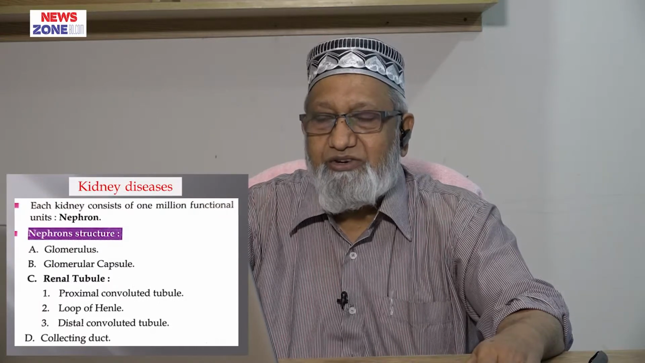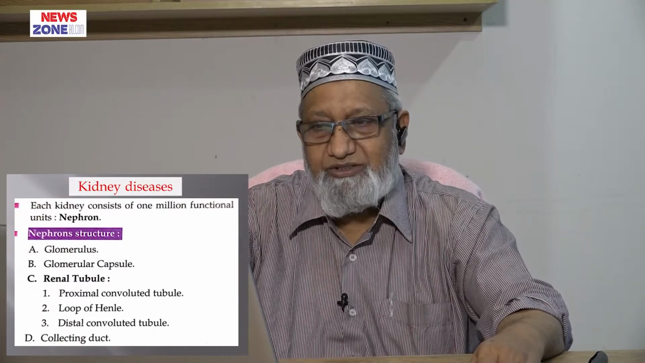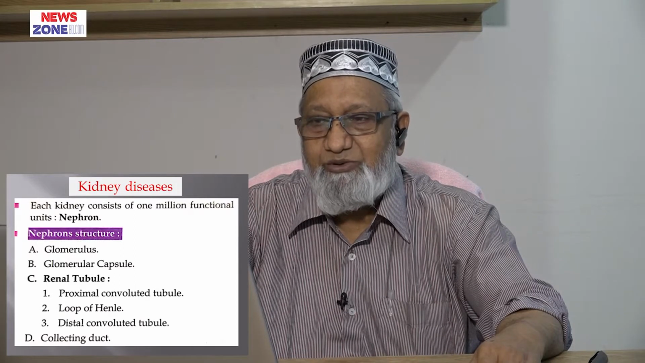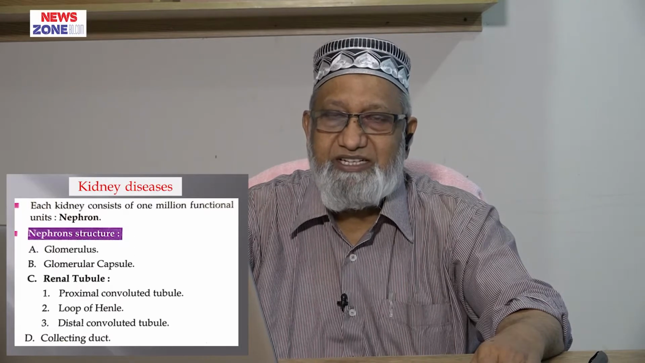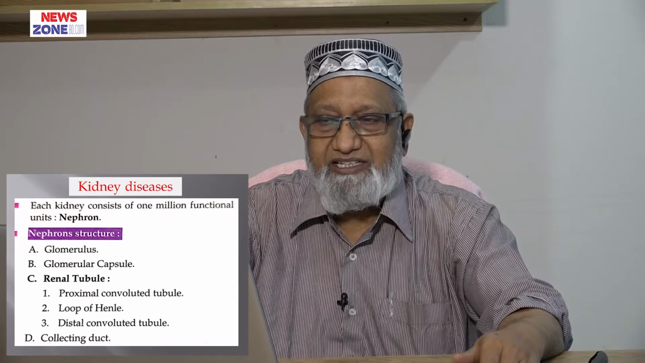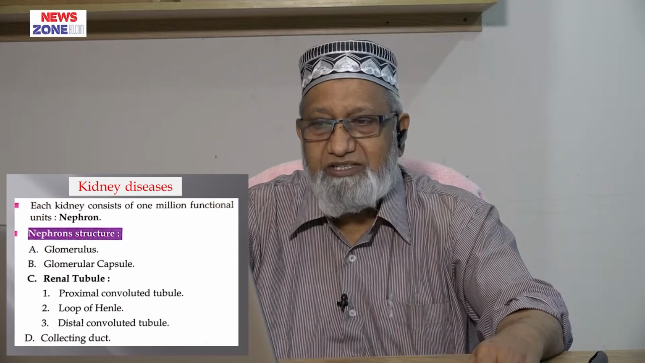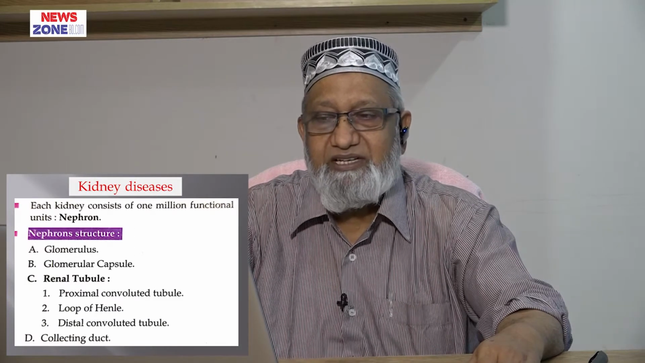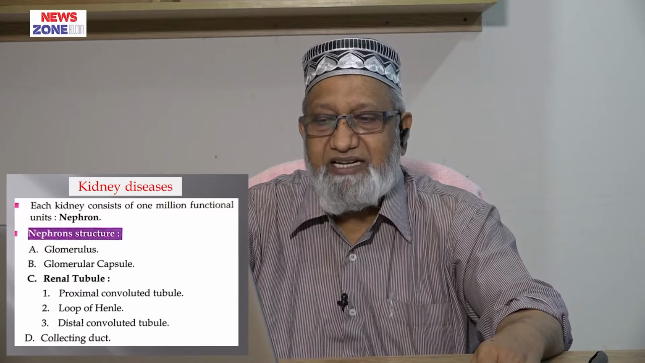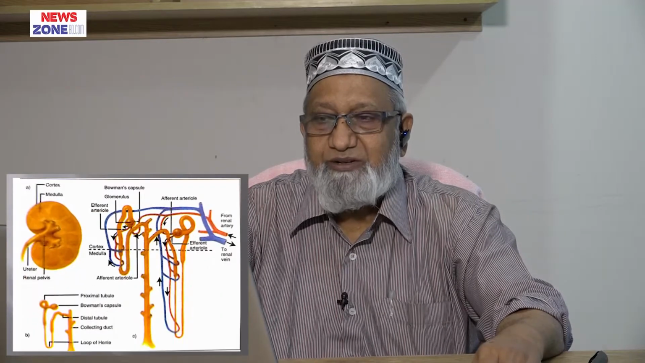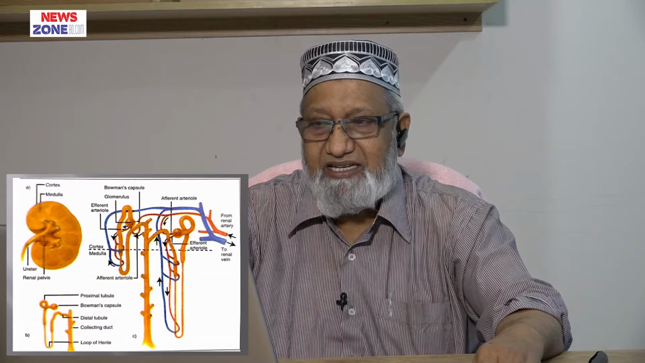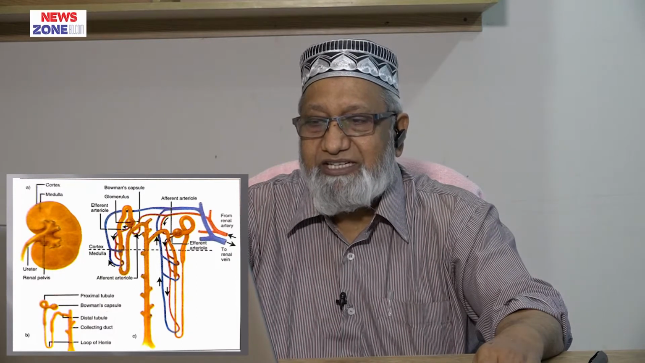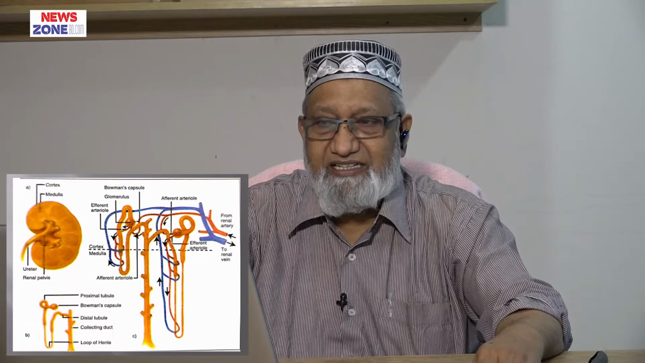Each kidney consists of 1,000,000 nephrons. So, the nephron is the morphological and functional unit of the kidney, and it consists of glomerulus, glomerular capsule, renal tubules and collecting ducts. Most of the glomeruli are within the cortex, and the medulla contains the loop of Henle and collecting ducts.